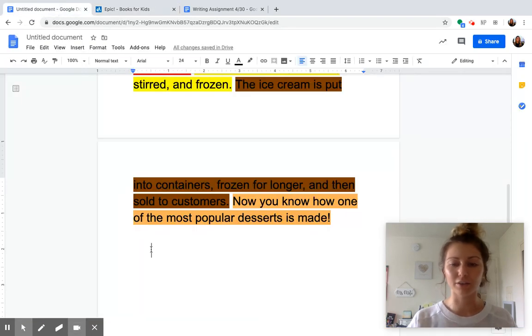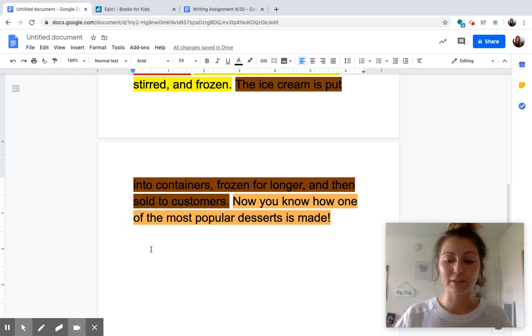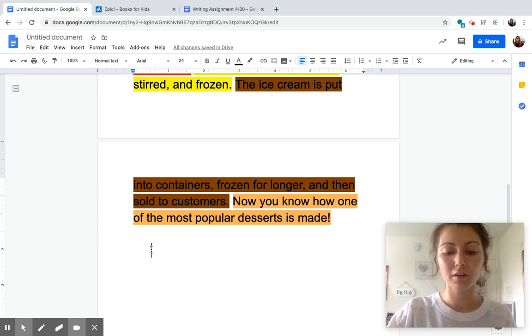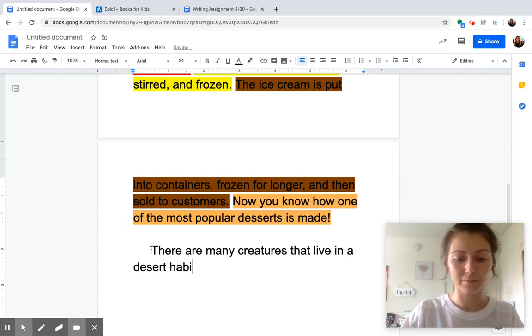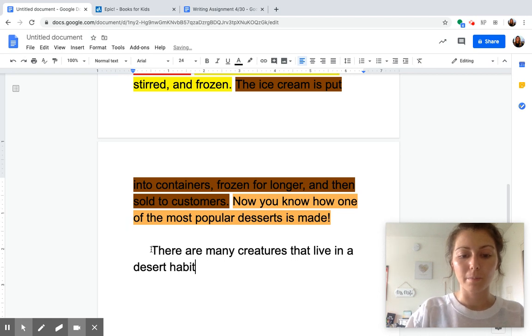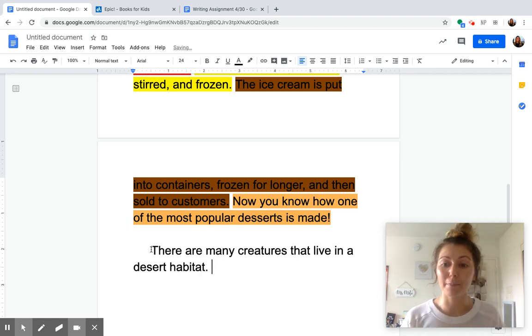So we come back here to our topic sentence. I want to introduce the topic to my readers. We need to introduce the topic. We're talking about desert habitat and what creatures live there. I'm going to say, there are many creatures that live in a desert habitat. Now, that's a good topic sentence.